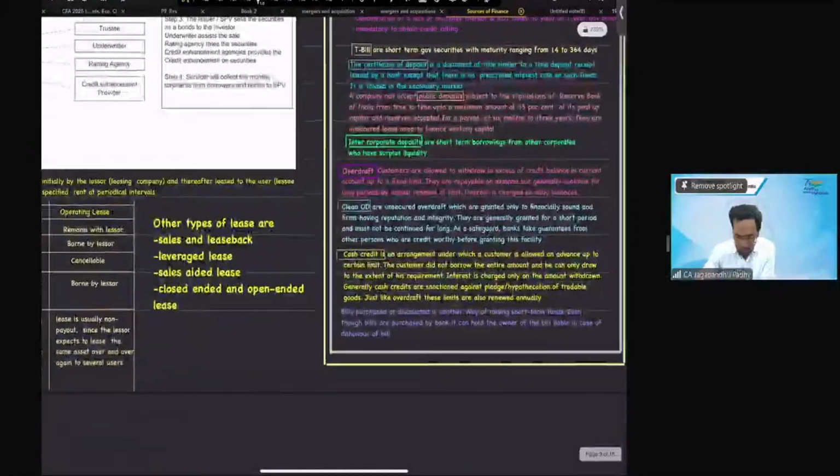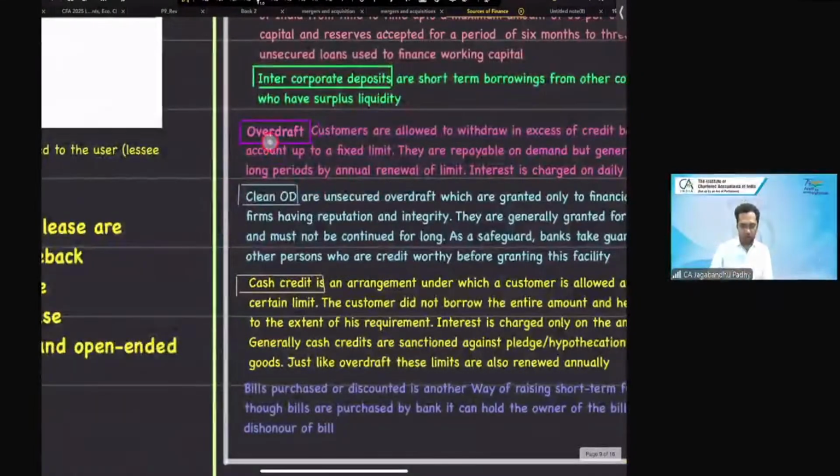Then we might have heard these terms: overdraft and cash credit. Can you tell me what the difference between overdraft and cash credit is? I hope we have heard of both these terms. Are they the same or different things? Different types of arrangements.